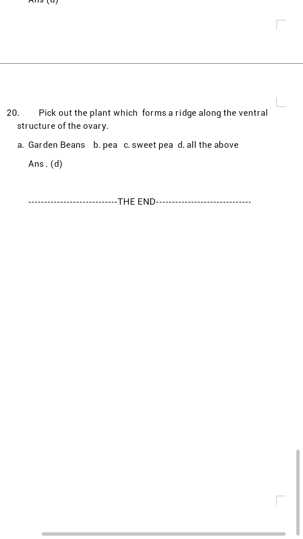So garden beans, pea, sweet peas, which are Fabaceae family members, old name Leguminosae family members, all belong to marginal placentation. So see how they asked the question indirectly. They didn't ask directly about marginal placentation. This is a very important way of asking in competitive examinations.